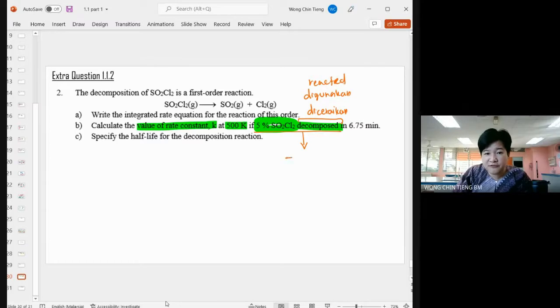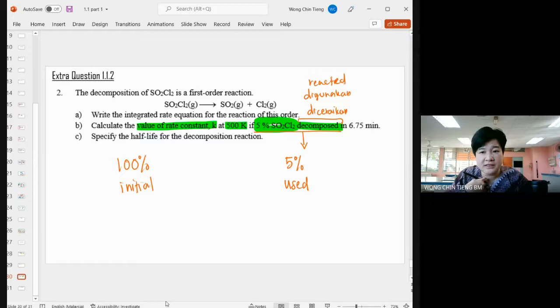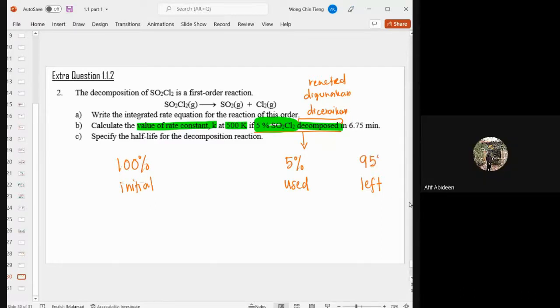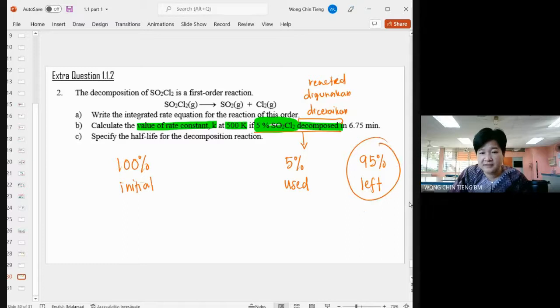So, the decompose, the 5%, katakanlah kita letak macam ni. Initial saya 100%. Sebab dia guna percentage kan? So, the 5% is actually the use. Nampak? Tapi adakah kita nak the use? Kita tak nak use. Kita nak left. Right? So, 100% is the initial. I use 5%. How much left? 95%. And this is our P. This is our A. See the difference?